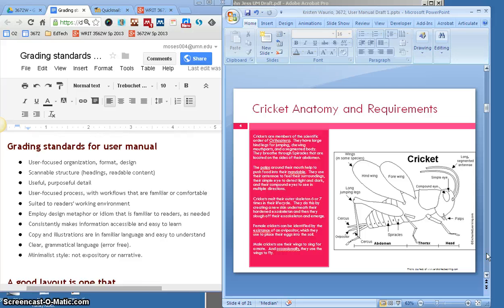All right, here we're talking about first things first. We're talking about cricket care, so it makes sense that we would be introduced to the parts of a cricket and some factual information that would inform the reader about the nature of the work they're doing and why they're doing it and what crickets are made of.